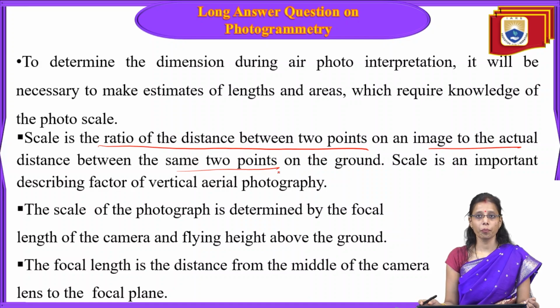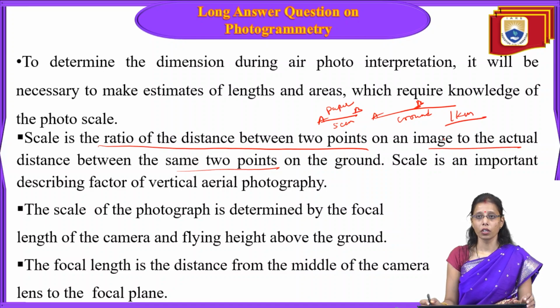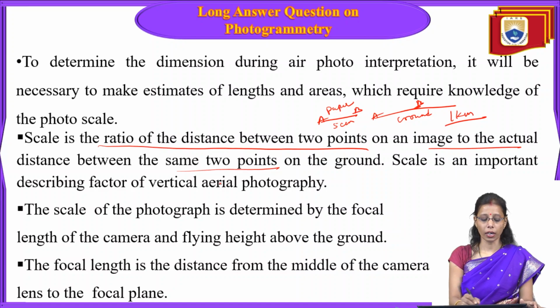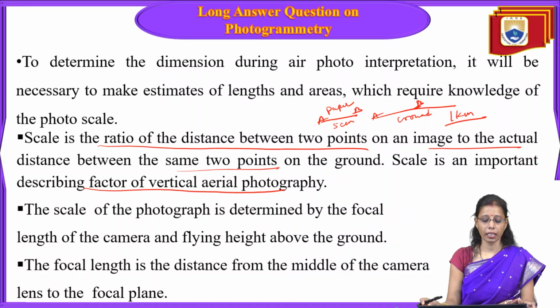on the ground. So same object, like if you show, as I told you, 2 points A and B. If this is a distance of 5 centimeters on the paper, then the same on the ground may be 1 kilometer. So 5 centimeters is equal to 1 kilometer on the ground. So scale is a very important describing factor in vertical aerial photography.